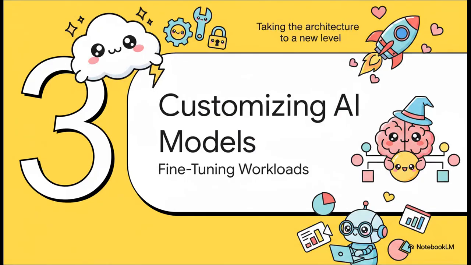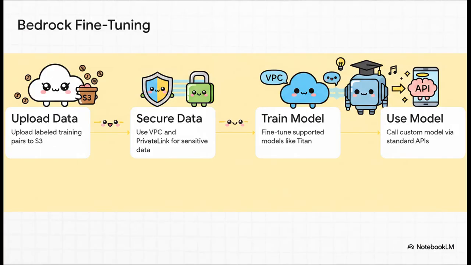Okay, on to Section 3, Customizing AI Models. We're talking about fine-tuning for custom workloads. Fine-tuning isn't magic. It is a very specific architectural workflow. First, you upload your training data, which has to be formatted as JSON lines of prompt and completion pairs, straight into an S3 bucket.